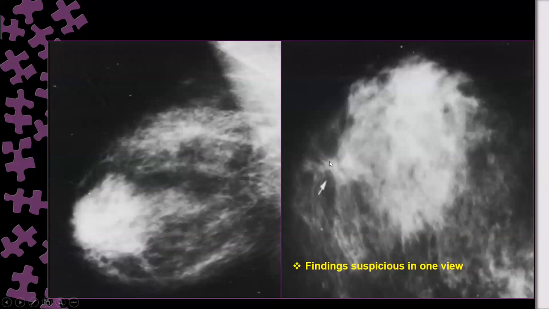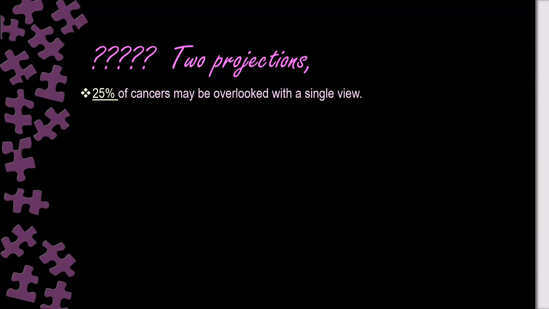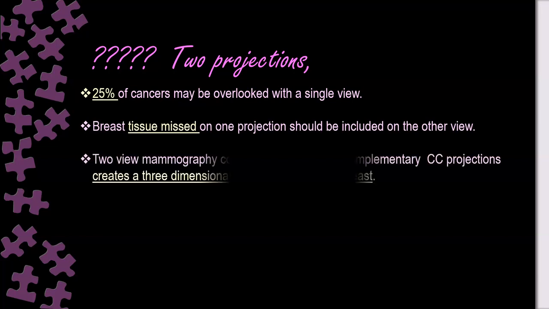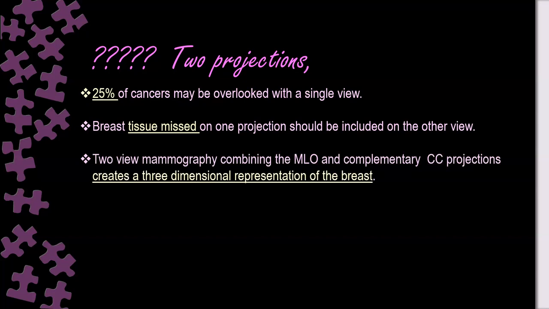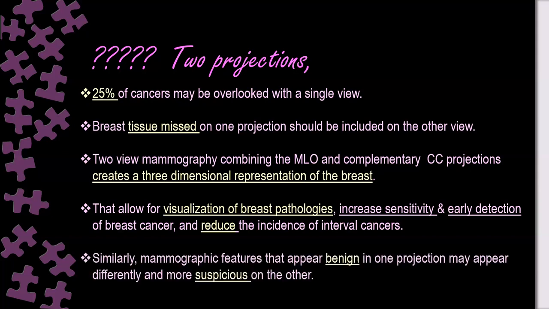Again, in one view there is a finding, suspicious findings appear benign in the other view, but in this view it looks suspicious. That is why with two projections, a quarter of the cancers can be missed or overlooked with a single view, and breast tissue can be missed in one view to be covered in the other view. Two-view mammography combining the MLO and complementary CC projection creates a three-dimensional representation of the breast, as we mentioned before, and that allows for visualization of breast pathology with increased sensitivity and early detection of breast cancer, and this will reduce the incidence of interval cancer.